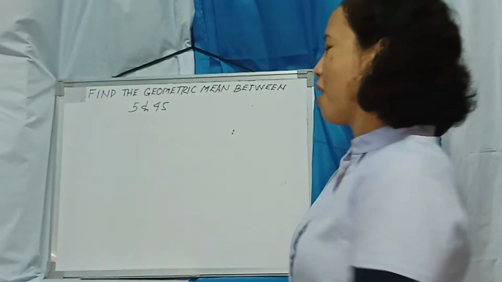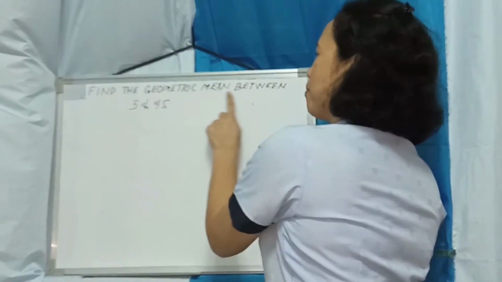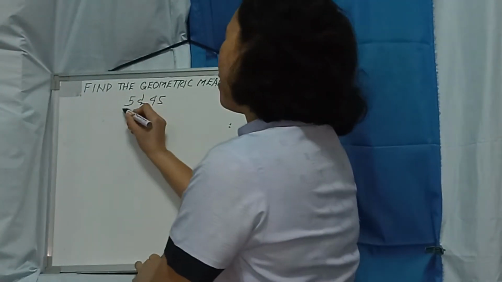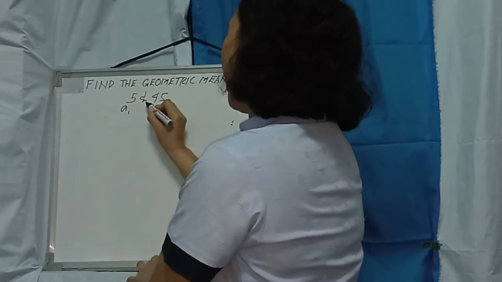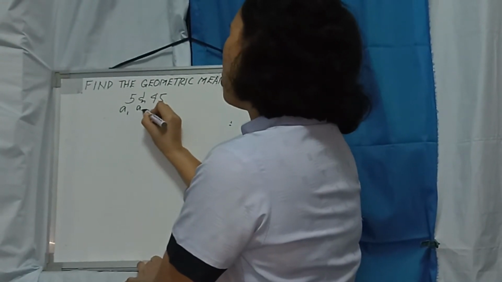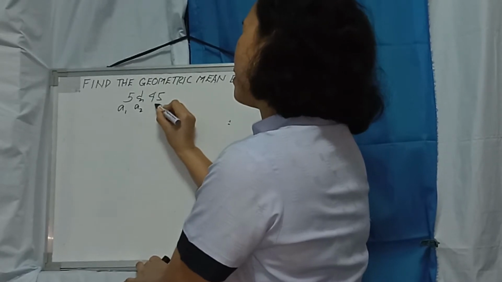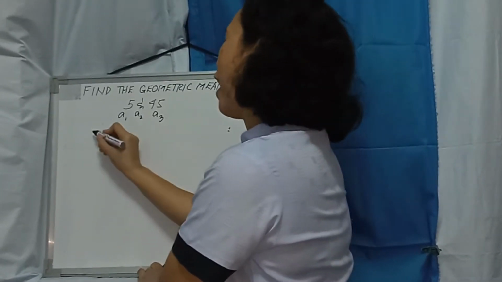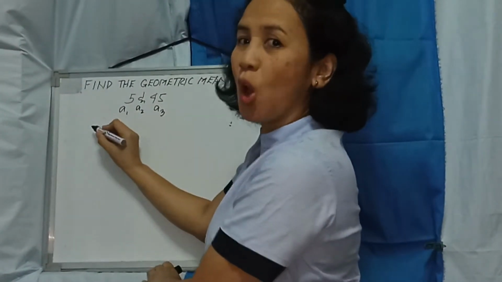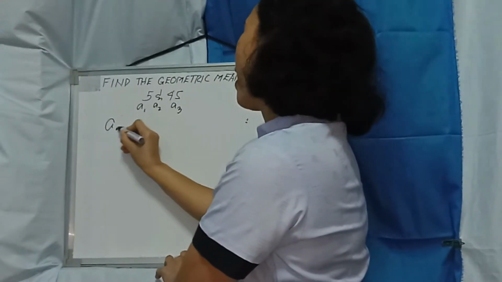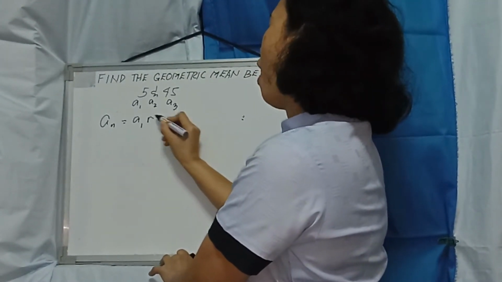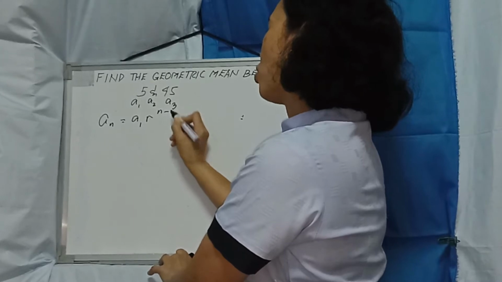To get the geometric mean, we have a problem here. Find the geometric mean between 5 and 45. So it means 5 here is a sub 1, then the missing term is a sub 2, and then 45 here is a sub 3. So we are using the formula of the geometric sequence, which is a sub n equals a sub 1 times r raised to the n minus 1.